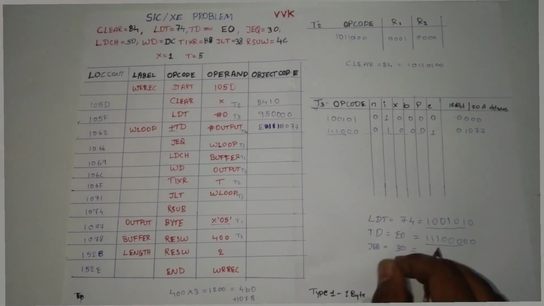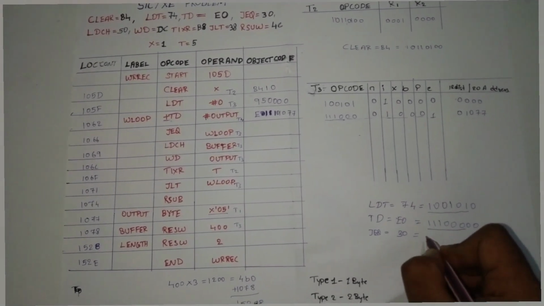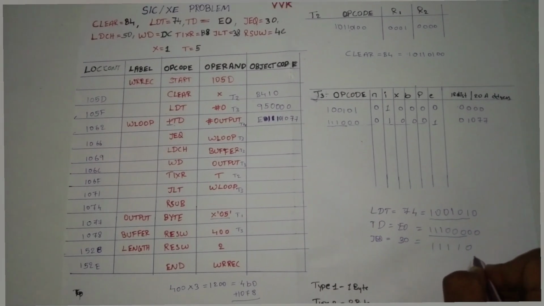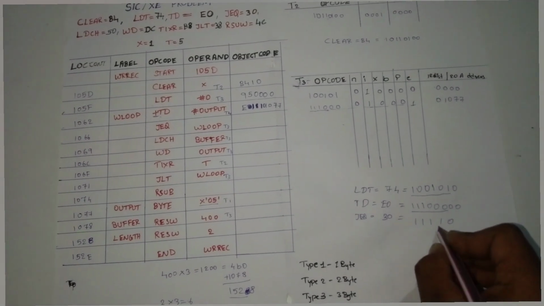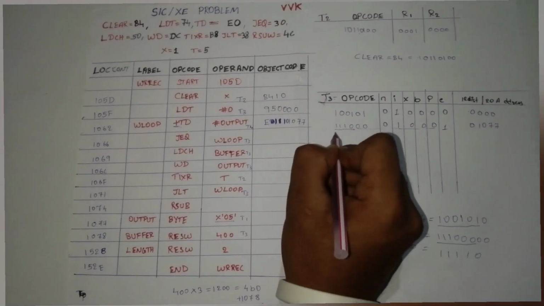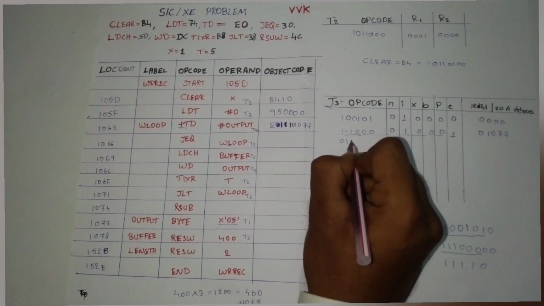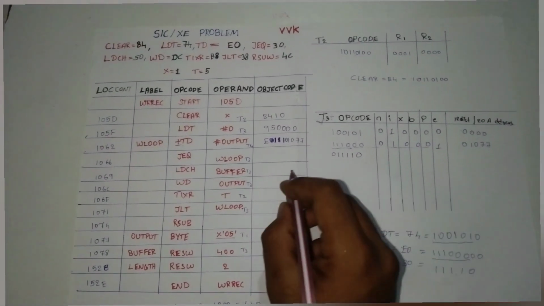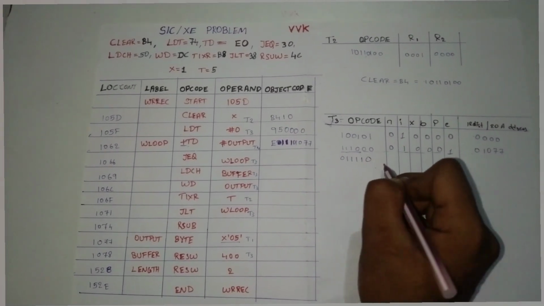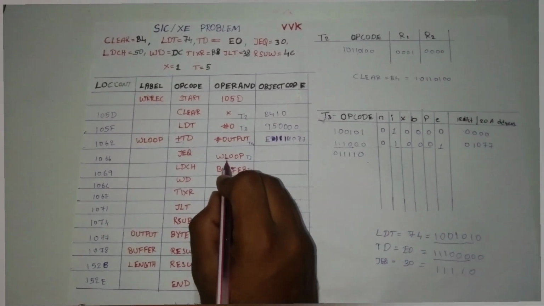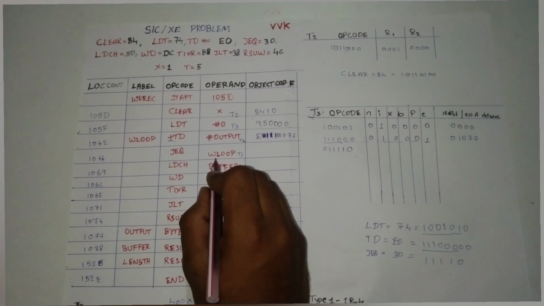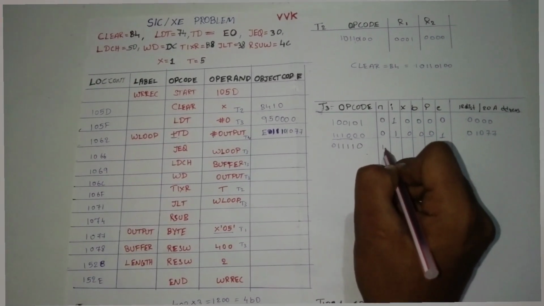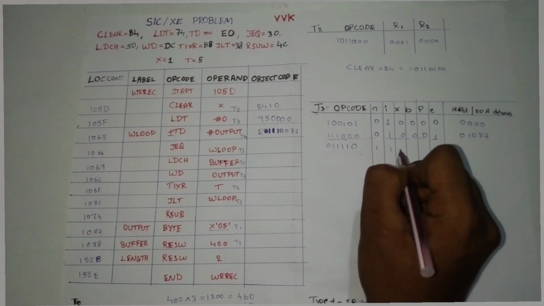The binary value of 03 is 11110. We have to consider 6 bits, but it has only 5, so add a 0 before the binary value, and that will be considered as 6 bits. And again, it is neither indirect addressing mode nor immediate addressing mode, so n is 1 and i is also 1, and x is equal to 0.